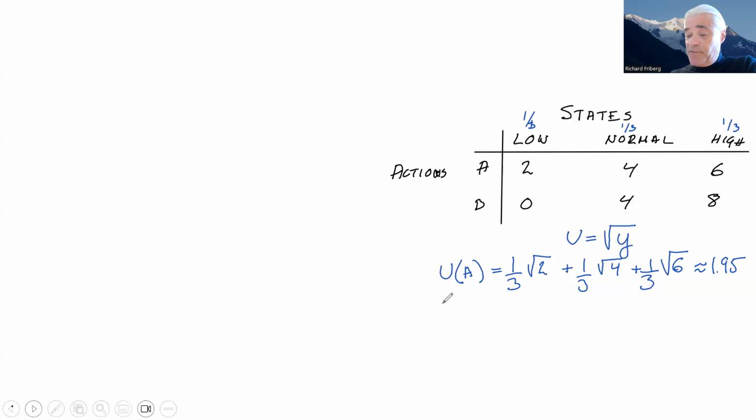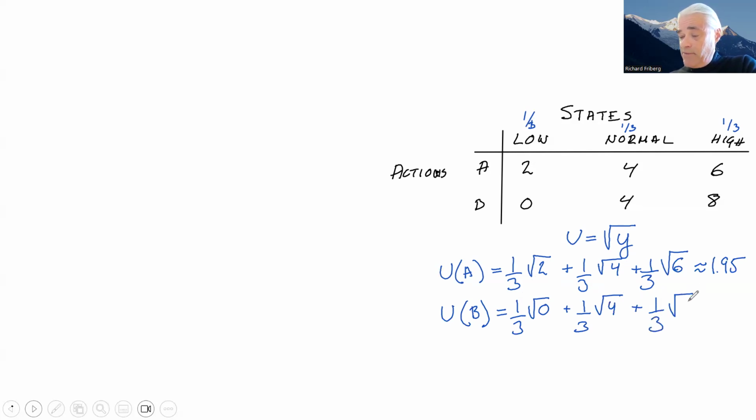Okay, so if we're looking at utility of action B, the expected utility of action B, similarly, the probability of the low outcome times utility of that outcome, square root of 0. Similarly for the normal outcome, 1/3 times square root of 4 plus 1/3 times square root of 8. And this is equal to 1.61.